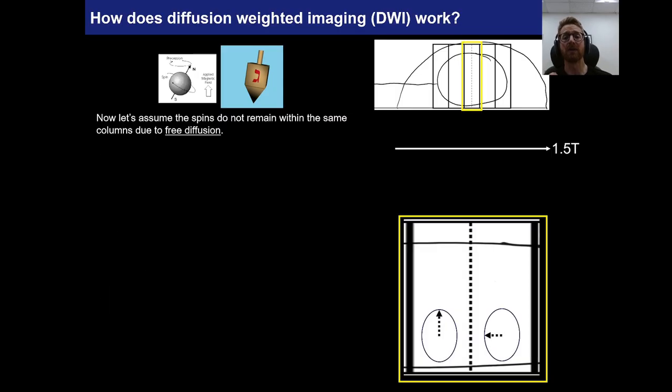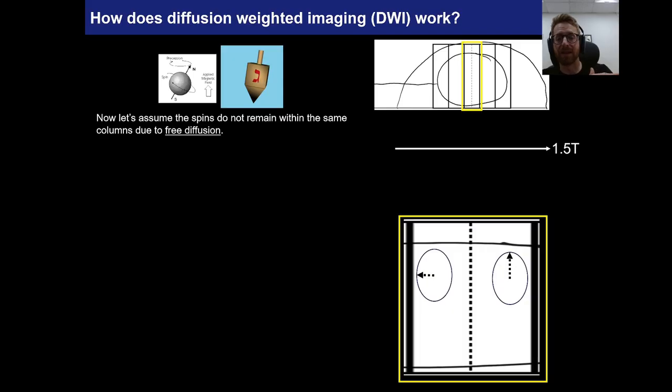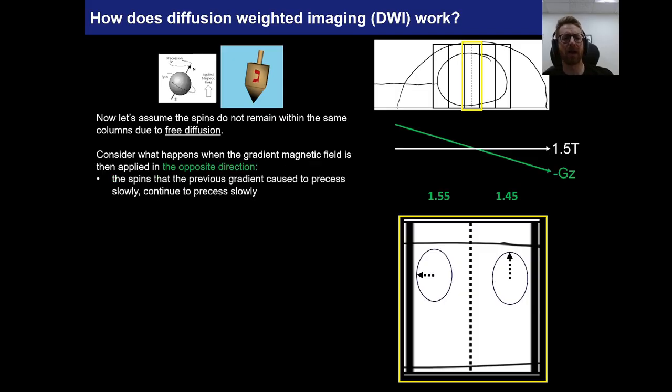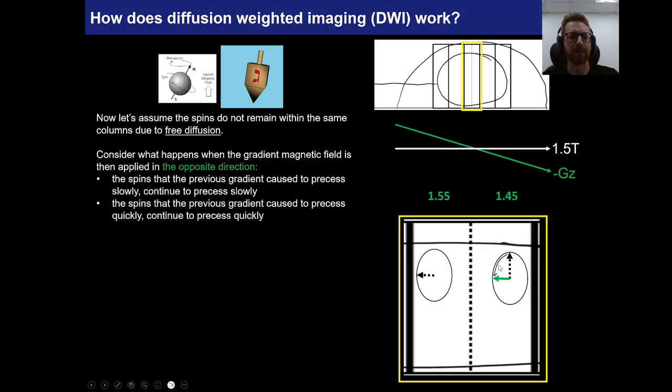Now let's assume the spins do not remain within the same columns due to free diffusion, okay? So the spins are moving into the opposite column. So let's see what happens now when we apply the second lobe of the bipolar gradient magnetic field, the gradient magnetic field in the opposite direction. So the spins that the previous gradient caused to precess slowly, so those were these spins, are going to continue to precess slowly. The spins that the previous gradient caused to precess quickly are going to continue to precess quickly.